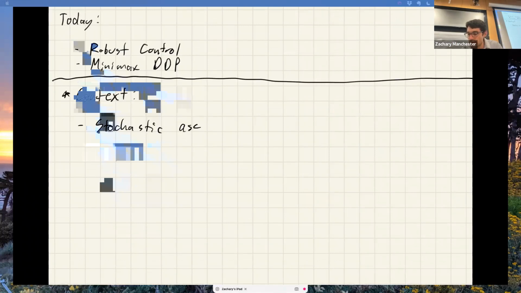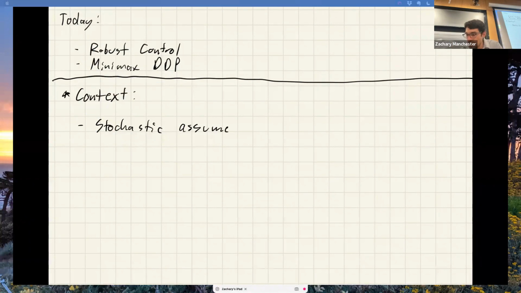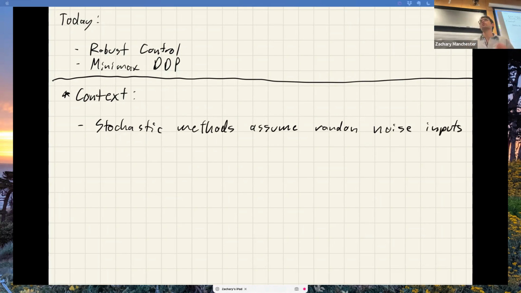So the stochastic things, the stuff we talked about last week, assume random noise. In particular, another way to think about this is that you're drawing new noise samples at every time step as you run the system.